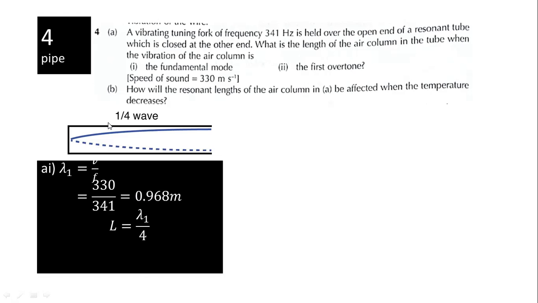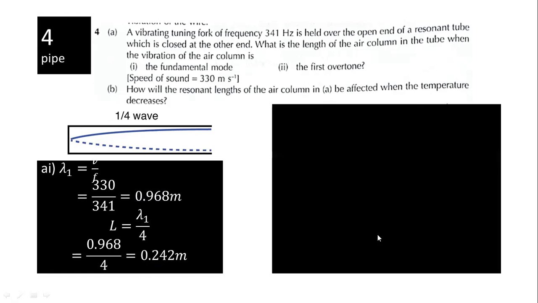Then either you remember or you can draw it out and derive it. This is 0. This is maximum. So it's a quarter of a wavelength. Right? So lambda 1, you calculate, put it inside there. Divide by 4, you get 0.242. Okay. Then you should be able to get the first, either you memorize it or, okay, what is the length?